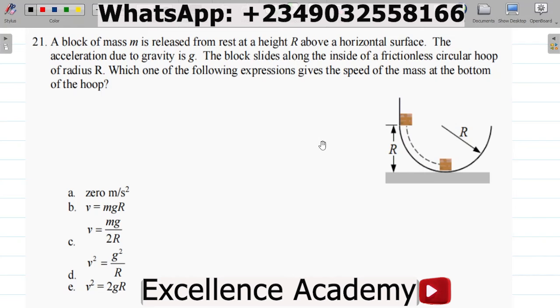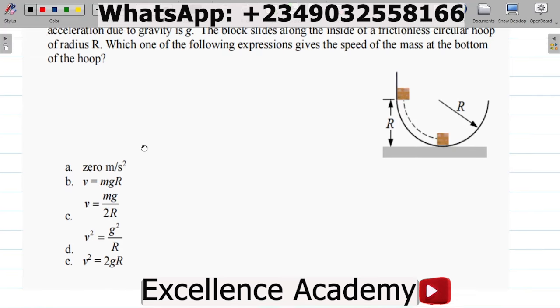Let's look at the final question of the General Physics Examination Revision. Question 21 says, a block of mass m is released from rest at a height R above a horizontal surface. The acceleration due to gravity is g, that's small g there. The block slides along the inside of a frictionless circular hoop of radius capital R. Which one of the following expressions gives the speed of the mass at the bottom of the hoop?